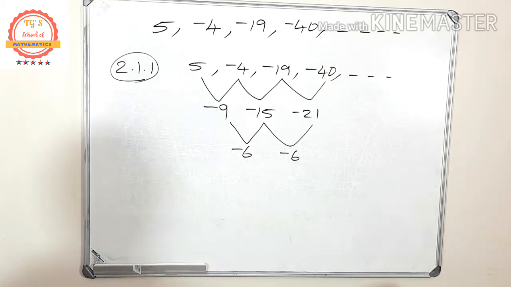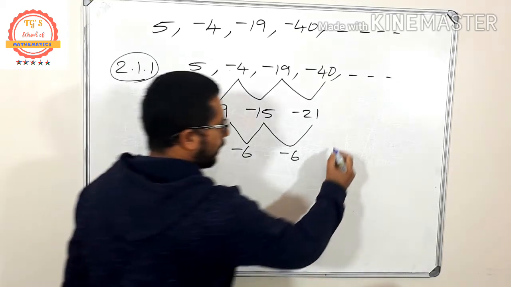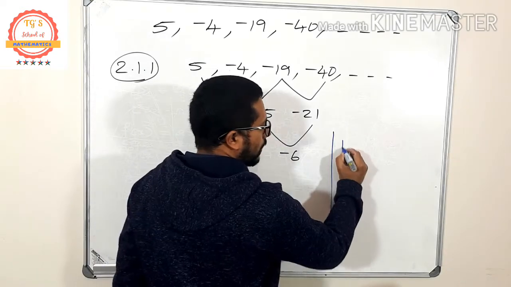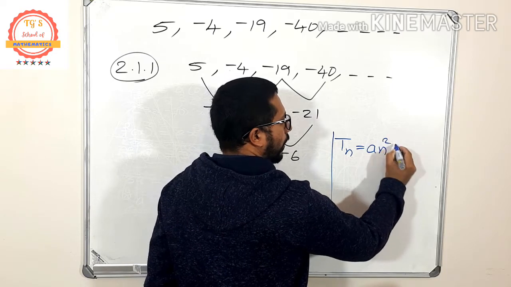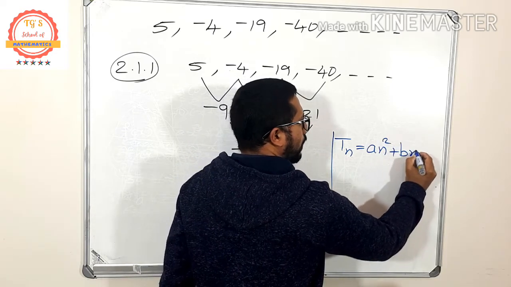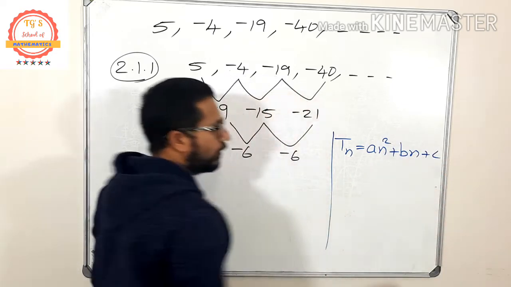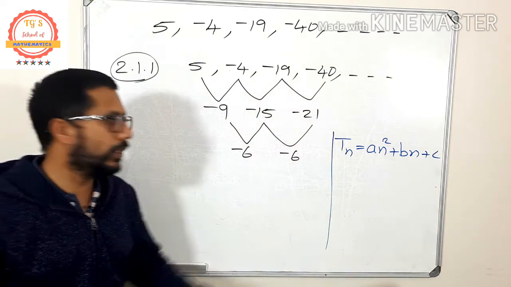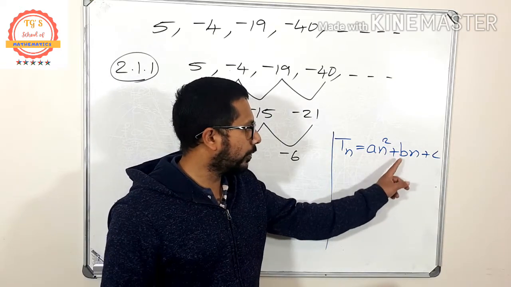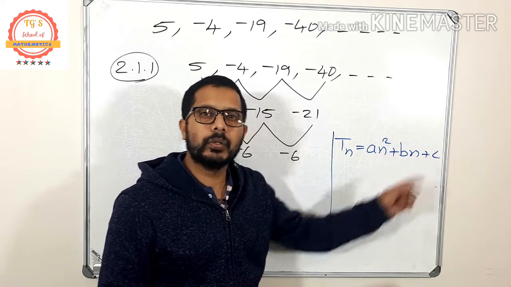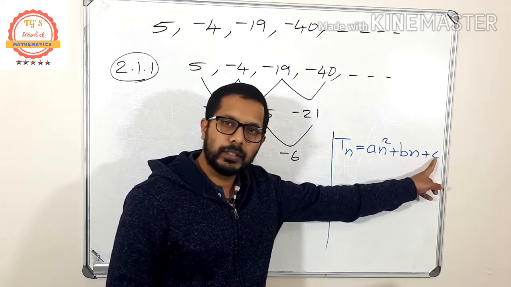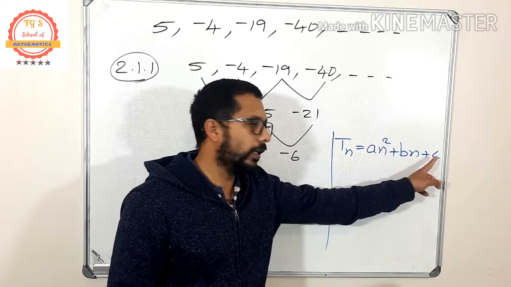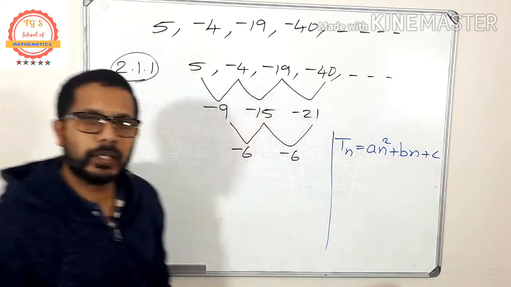This is a quadratic pattern. That means what is the general term? Tn is equal to an squared plus bn plus c. This is the nth term. So here we have to find the values of a, b and c. How can we find that?